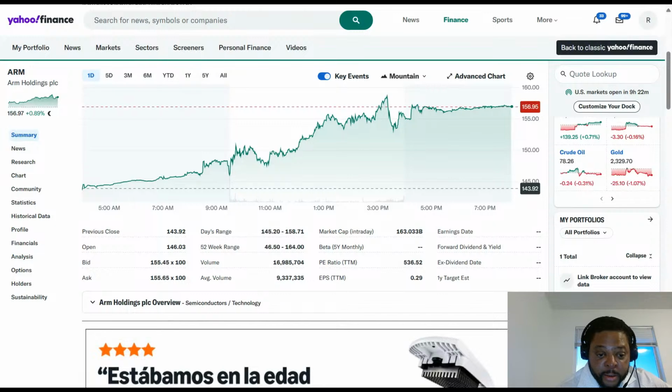We're going to go to day's range. They're saying today this stock was in this range. It was at $145.20, and it went all the way up to $158.71. Wow. This is a semiconductor stock, so it's in the semiconductors industry or sector. When you listen to the stock market financial channels, they will say the semis are up. That's stock market lingo for the semiconductor sector is up.